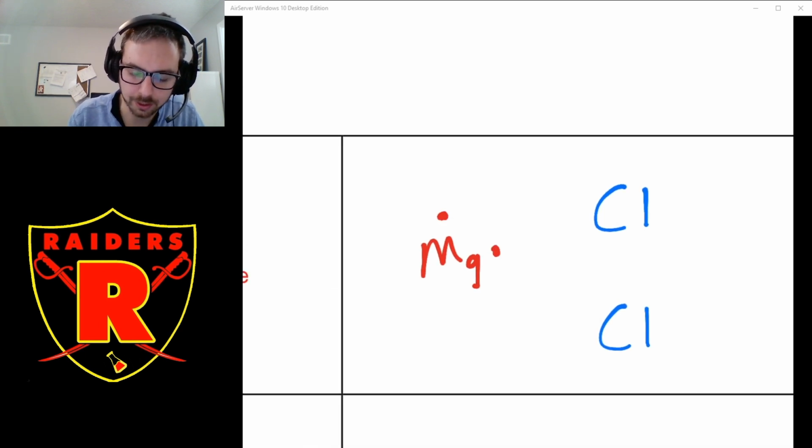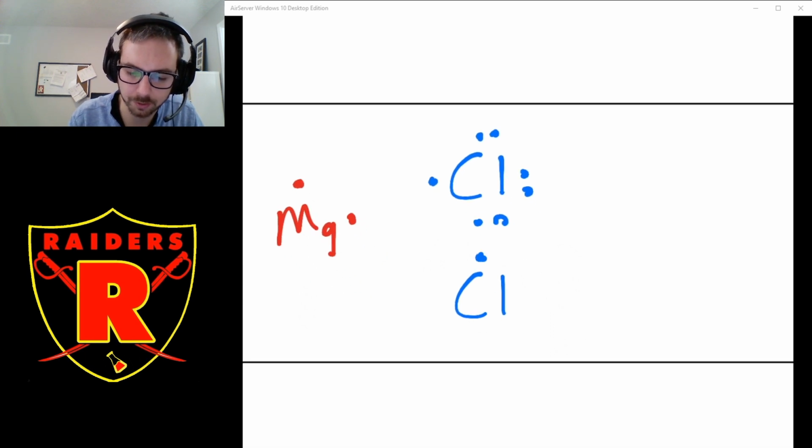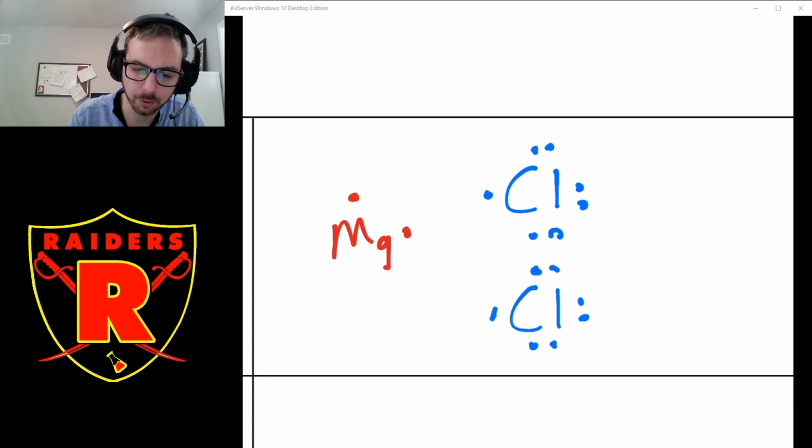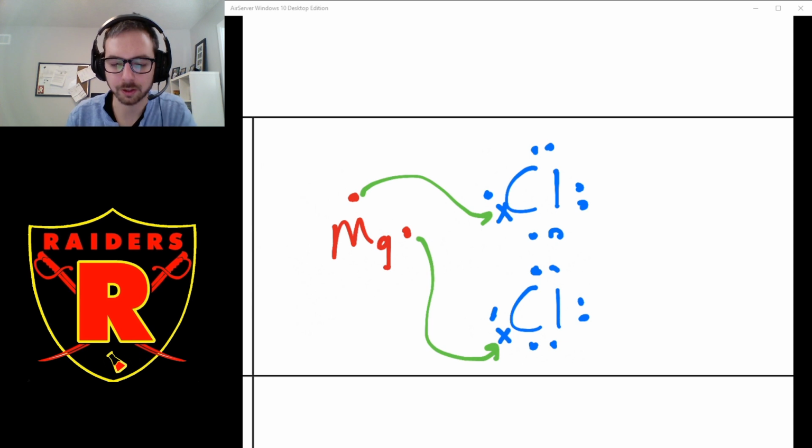Magnesium has 2 electrons because it's in group 2. Chlorine has 1, 2, 3, 4, 5, 6, 7 because it's in group 17. And then in order to get them to bond, magnesium's got to give away all of its valence electrons because it's a metal. And chlorine is going to accept 1 electron from each.